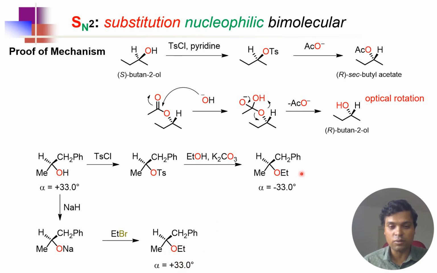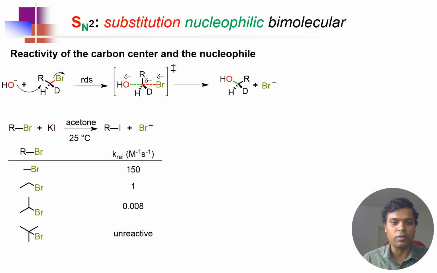So now you can see that one enantiomer has minus 33 optical rotation, and the other one has a plus 33 optical rotation. This is how you can say that after the SN2 reaction you actually change the chirality of the molecule, or you invert the chirality of the molecule.